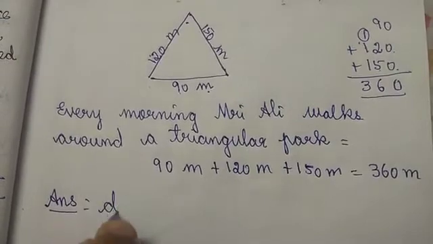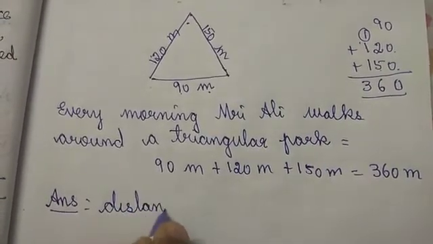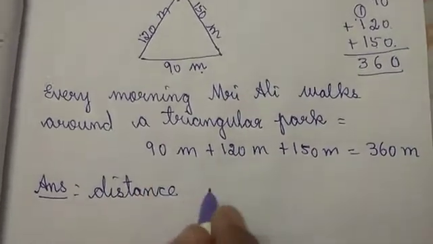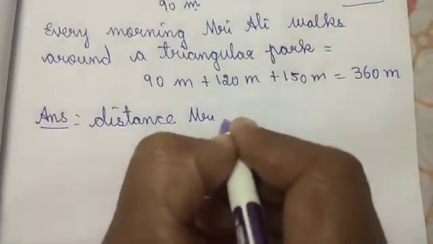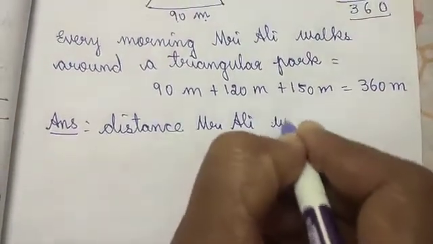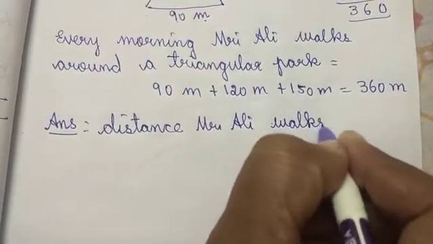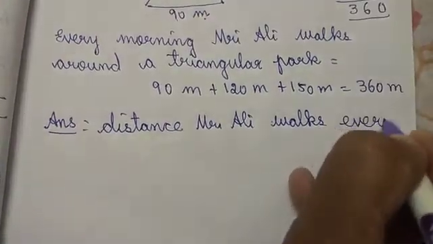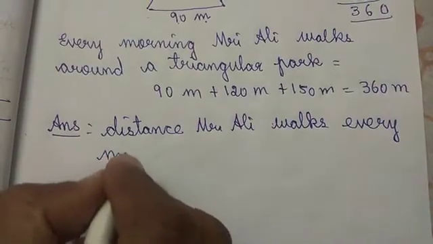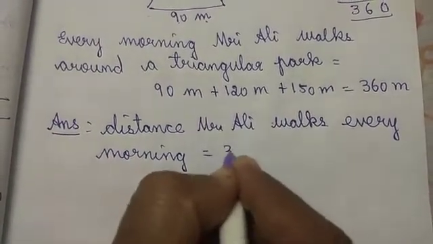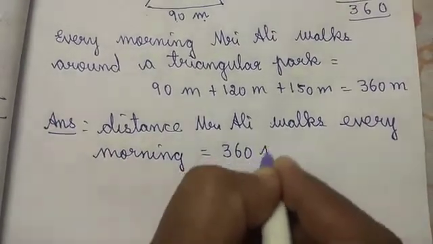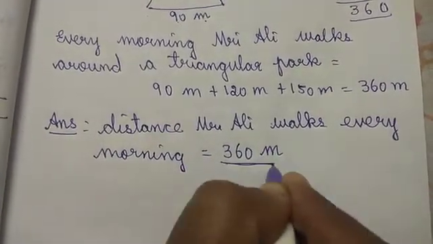Distance Mr. Ali walks every morning. Is it how much meter, children? 360 meter, and this is the first question's answer.